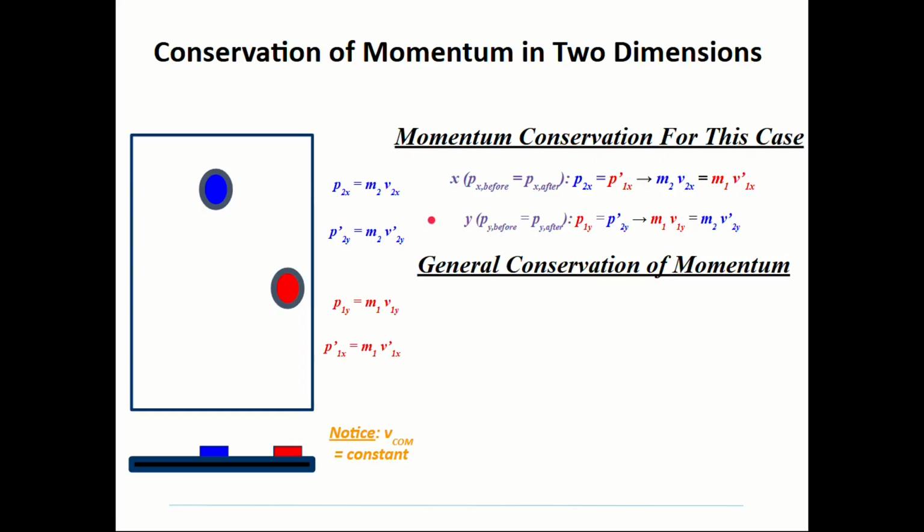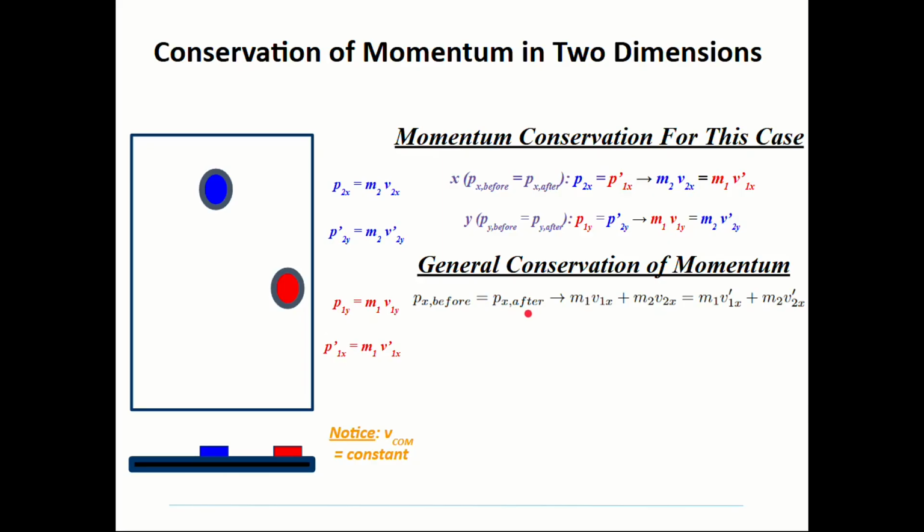Now, you may be thinking to yourself, what if these pucks are going on a diagonal or something like that? Well, let's take a look at the general conservation of momentum in this case. So, it's the same idea. We have px before is equal to px after.